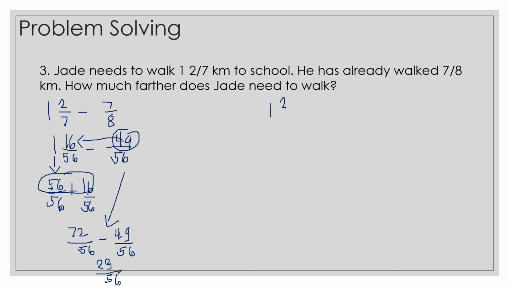1 and 2 over 7 can be converted into improper fraction. That is 7 times 1, 7. And then 7 plus the numerator 2 equals 9. So that will be 9 over 7 minus 7 over 8. Again, we need the LCD. So that is 56.